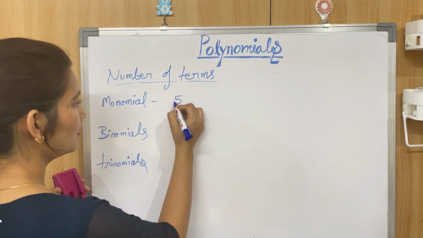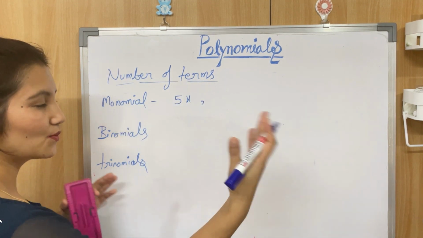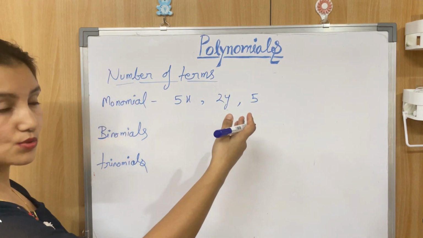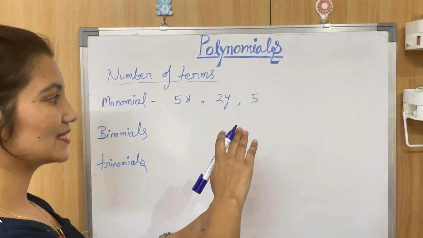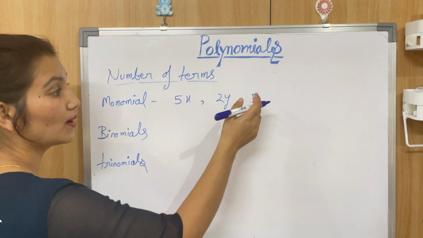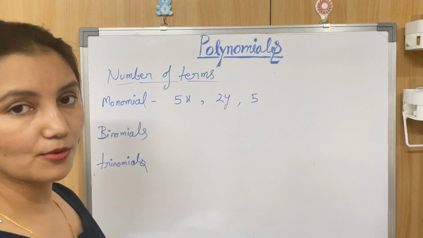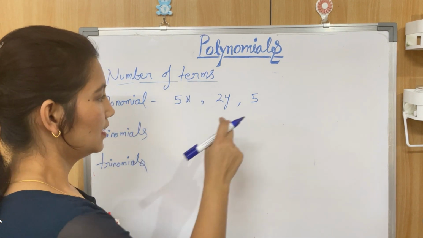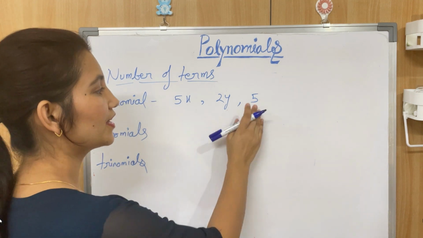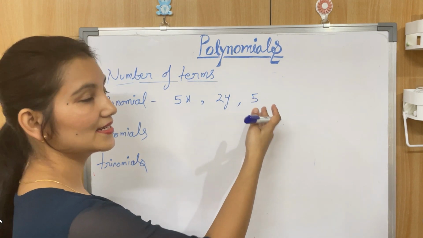For example, 5x, or take some more examples, 2y or 5. 5 is also a polynomial. We'll be discussing it later on. So 5x, 2y, 5, they are polynomials. Let's see why 5 is a polynomial, because you will say that there is no variable in 5. Then why is it a polynomial?